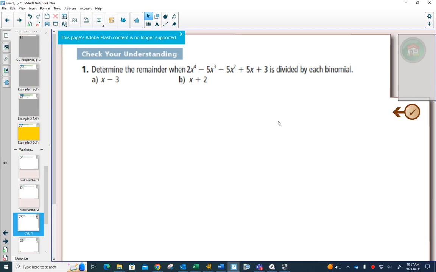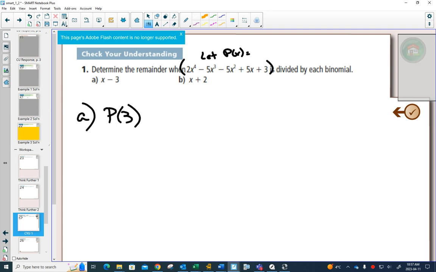So we're going to look at part A here. We're going to determine the remainder when I'm going to let P of x equal all of this divided by x minus 3. So since we just learned the remainder theorem, I'm going to start with the remainder theorem. The remainder theorem says if I plug in 3, because I'm dividing by x minus 3, I will get the remainder. What does this mean?